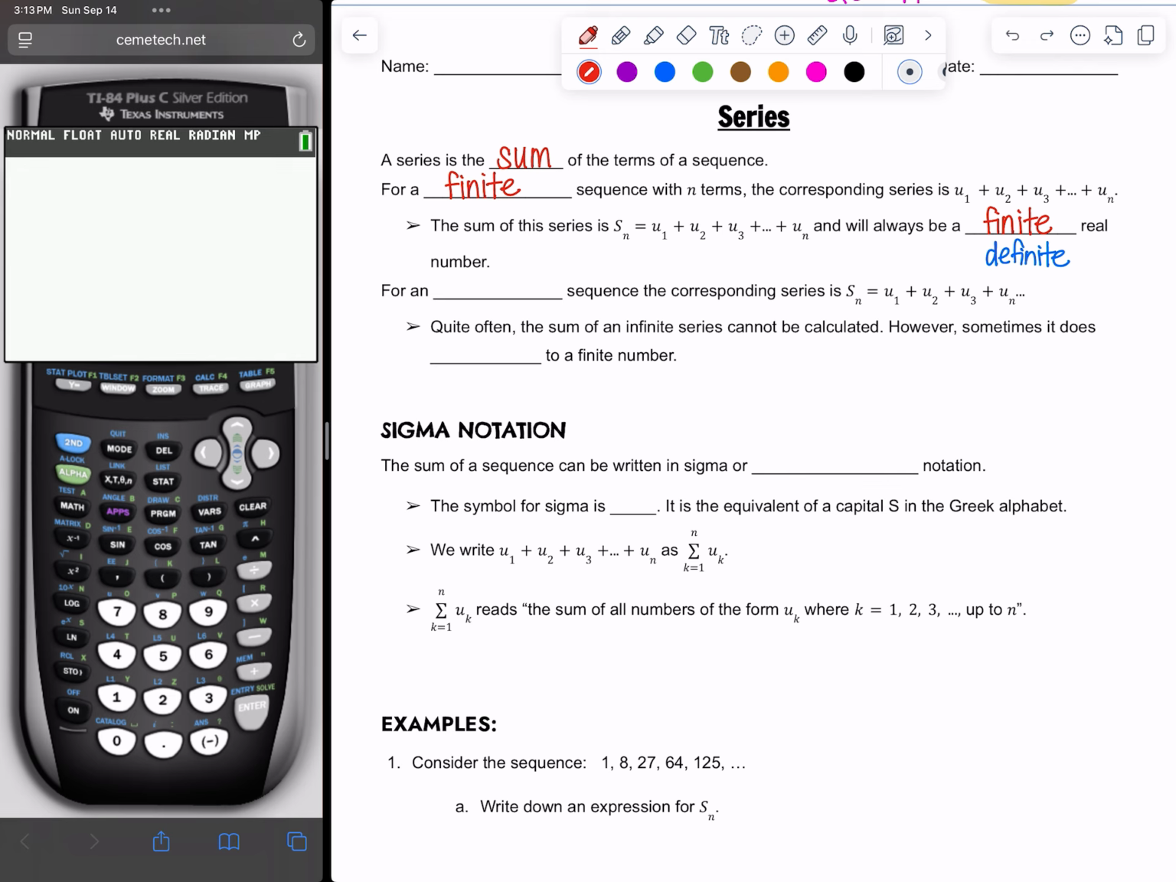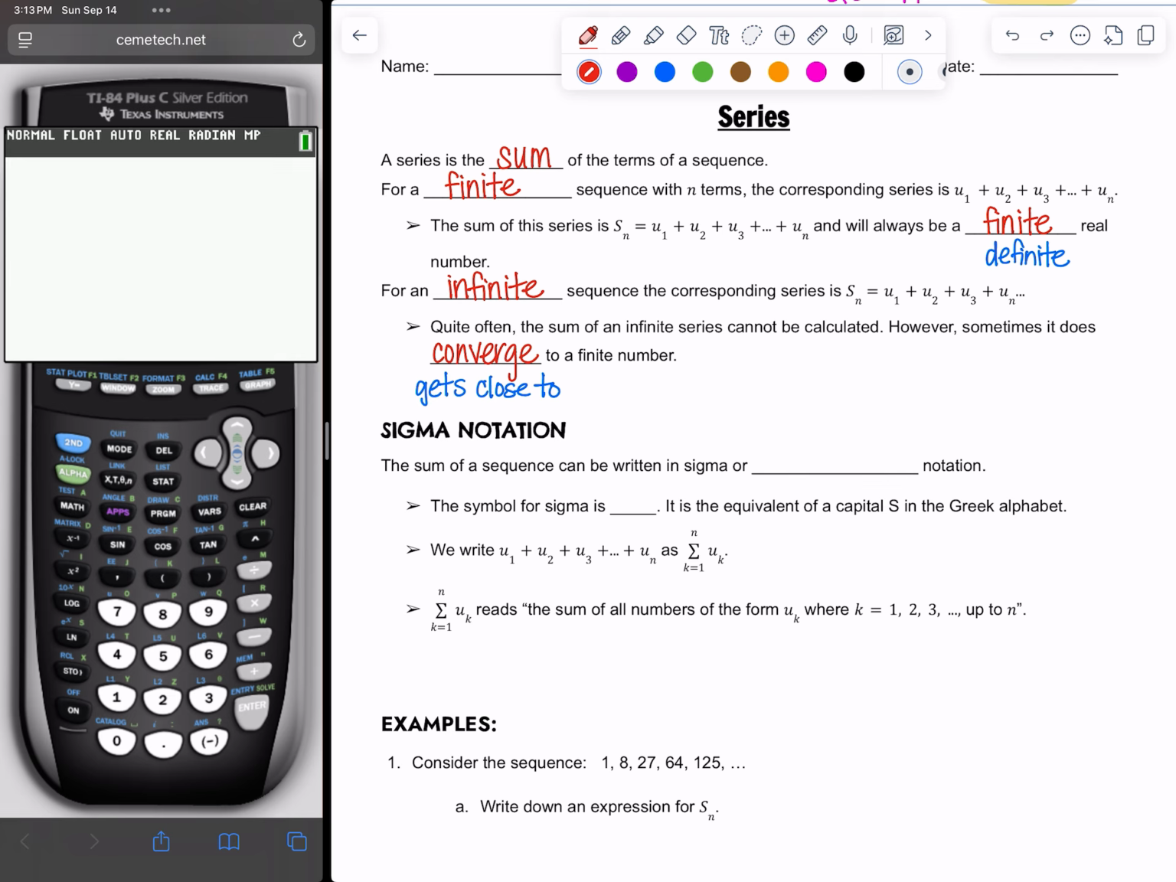Okay. For an infinite sequence, the corresponding series will be that your S of n, or the sum of all your terms, will be equal to the first term plus the second term plus the third term plus the last term that they give you, but it's going to continue on forever. So you're going to keep adding indefinitely. Quite often, you will see that the sum of an infinite series cannot be calculated. However, sometimes it does converge. Converge means that it's going to get close to a finite or a definite number.